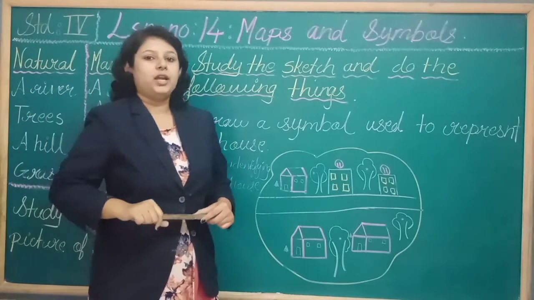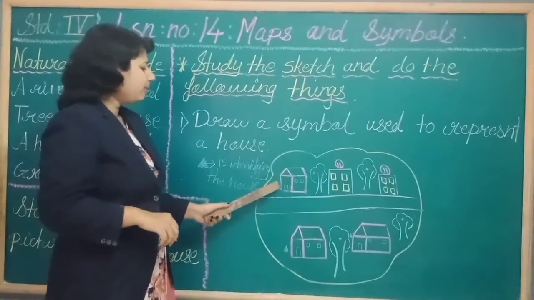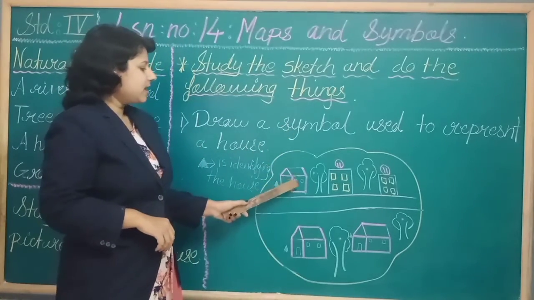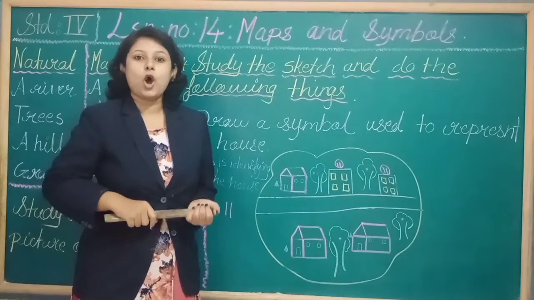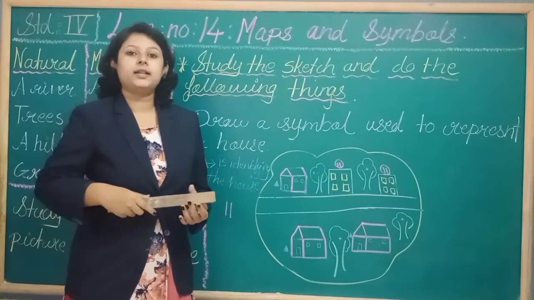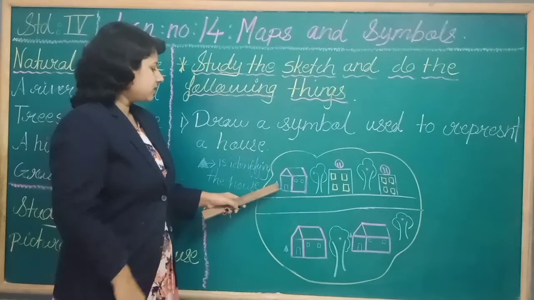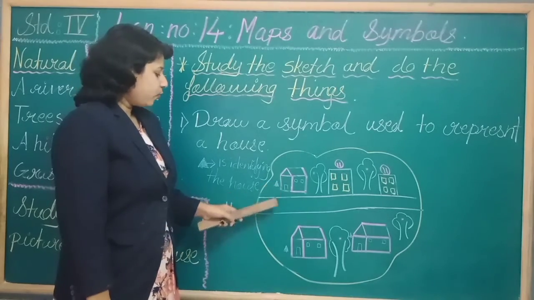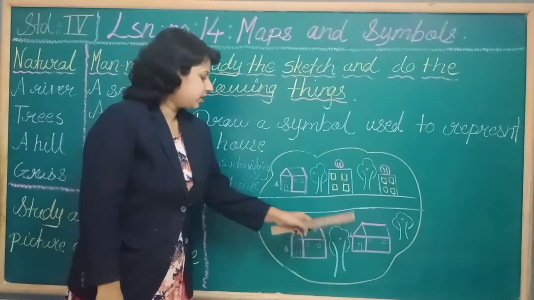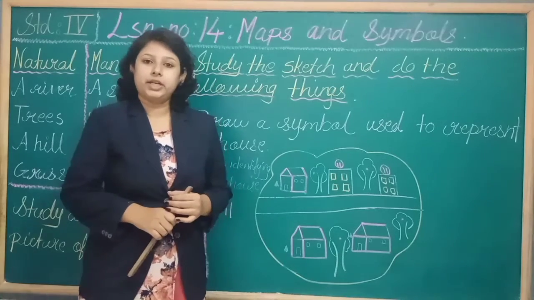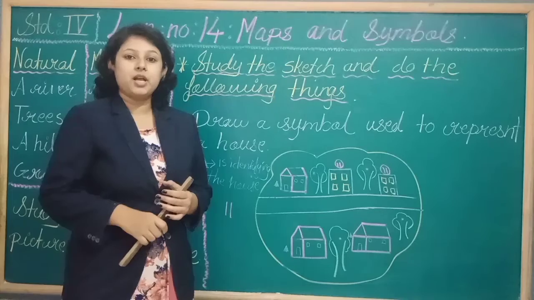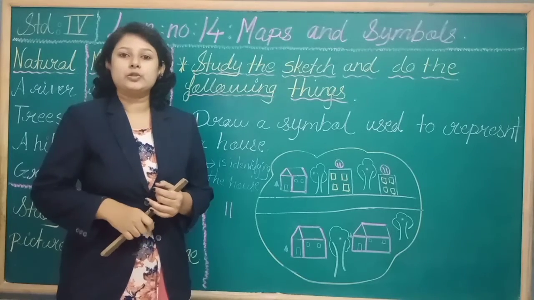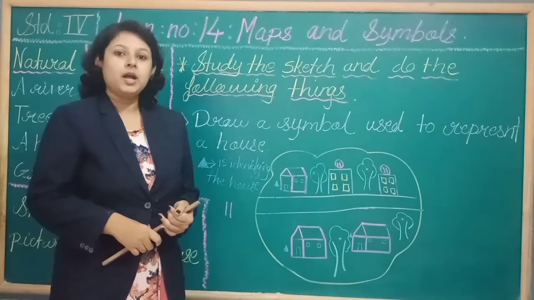In the same way, if the question is asked, how many houses are there in the map? Then you will just count the triangles here. 1, 2, 3. There are 3 houses in the map, because the symbol shows there are 3 houses in the map.